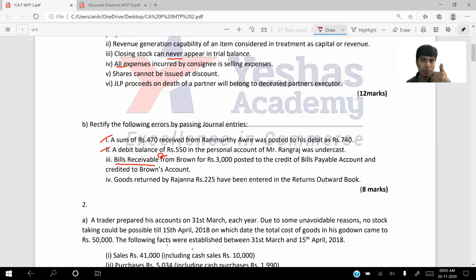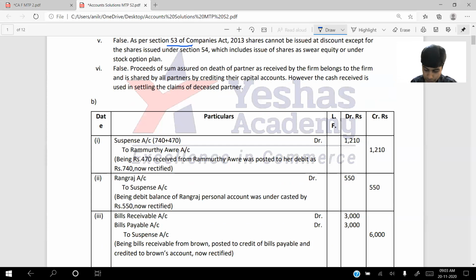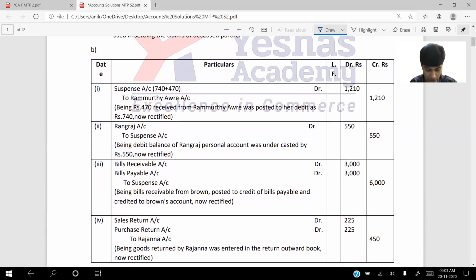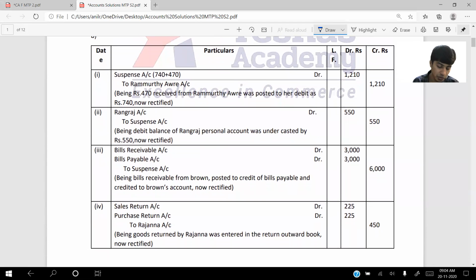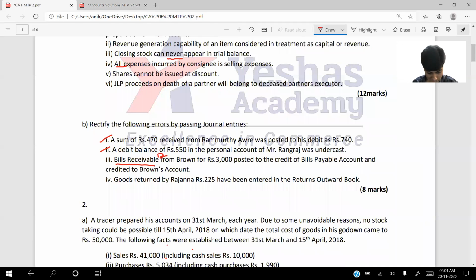So right now, what is the rectification entry? Bills receivable account debit because it was not debited. Bills payable account debit because it was wrongly created. To suspense. Why? Because in Brown's account there is no mistake. And the amounts will be 3,000, 3,000, 6,000. Have a look: bills receivable account debit, bills payable account debit to suspense, 3,000, 3,000, 6,000. That's with respect to our third one. Come on, let's now go to the fourth one.